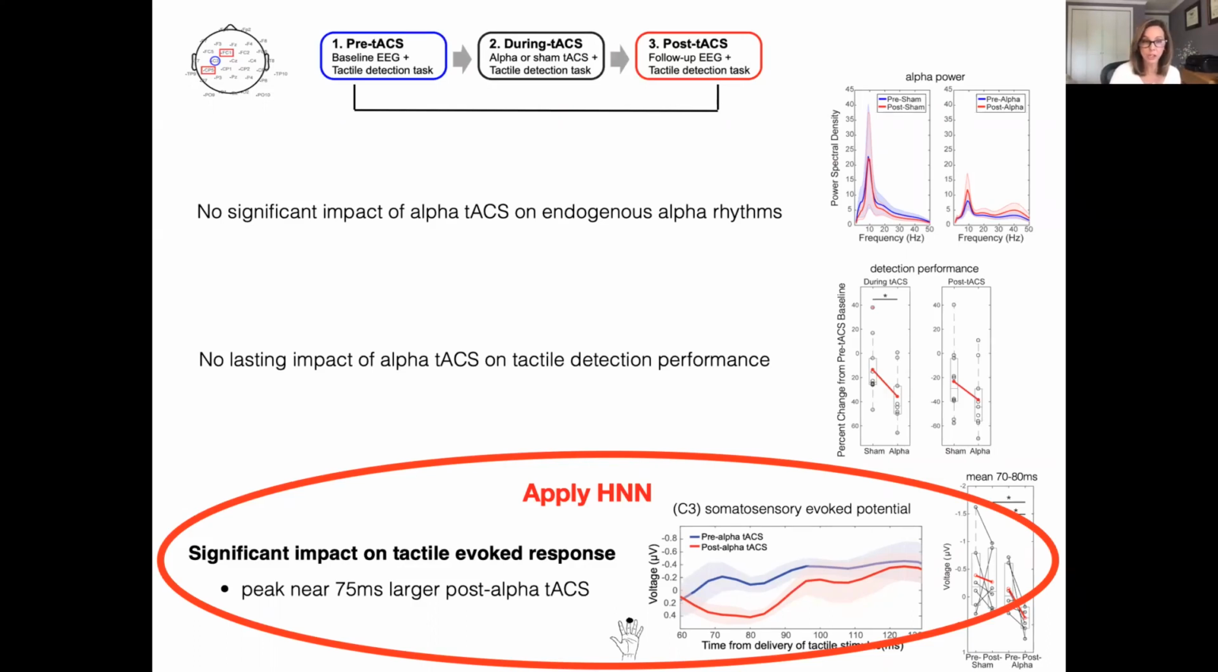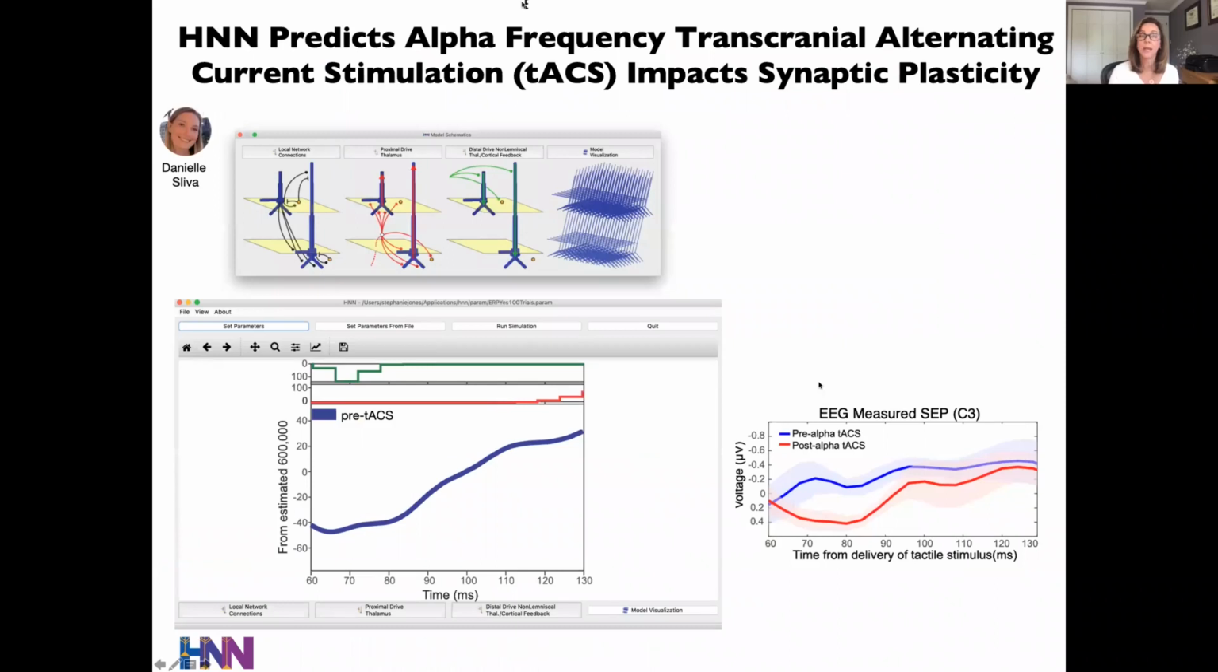And so now I'm going to turn to HNN. Here again is the graphical user interface. I've loaded into this interface the pre-stimulation evoked response, here shown in blue, and here is our actual recorded data. This work was done by a graduate student in the group, Danielle Sliva. So I want to thank Danielle for providing this information.